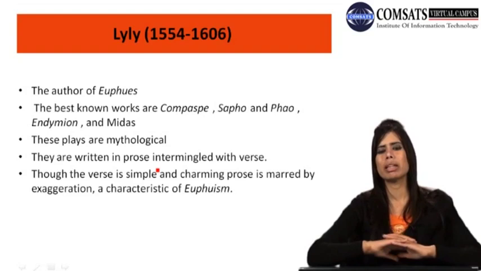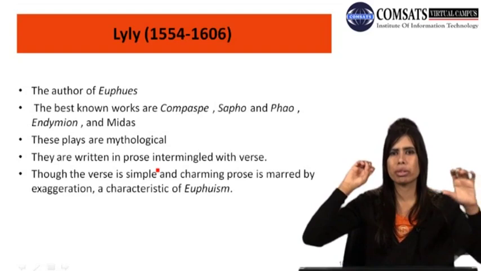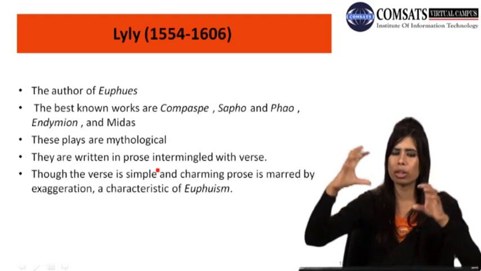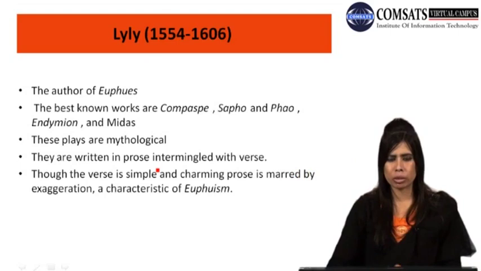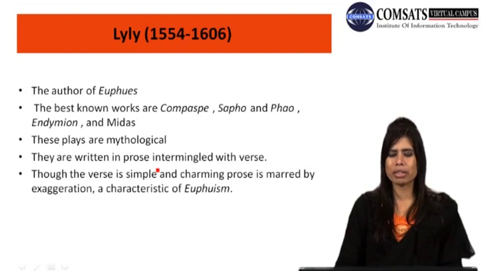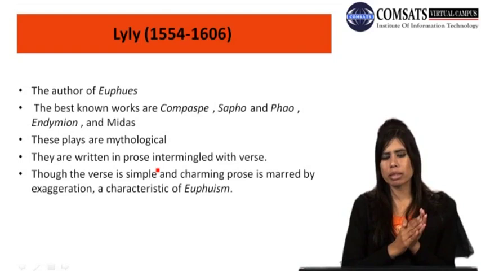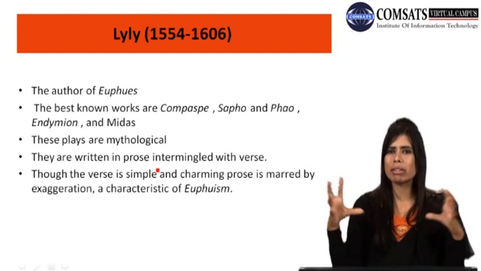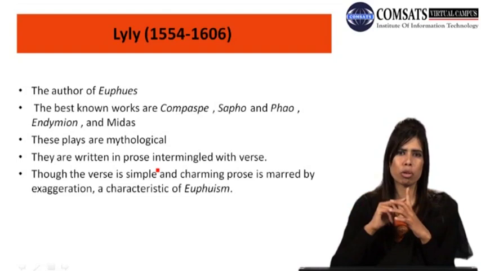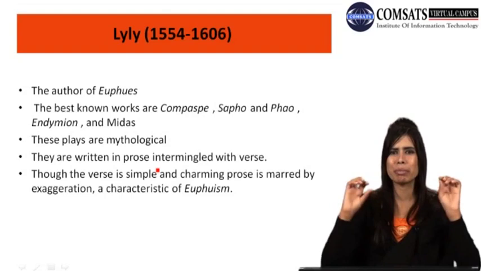Basically, they were written in prose, but some portions of the works are written in verse as well. So here you can see the combination of prose and verse you can find in the Elizabethan drama as well. Though the verse is simple and charming, prose is marred by exaggeration, a characteristic of euphuism. So here the combination of verse and prose is there, which is the characteristic of euphuism as well. When you combine the things together, you are not restricted to one domain of writing literature, either poetry or prose. Fine. So here, that is the combination of prose and verse, and that is the main characteristic of euphuism as well.